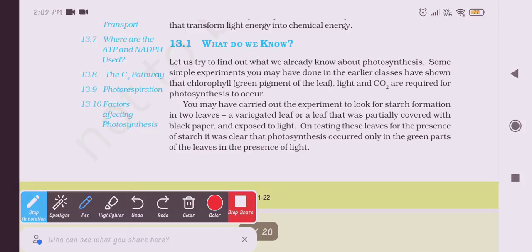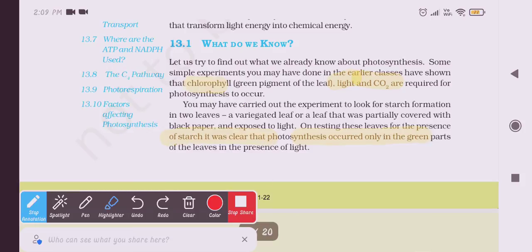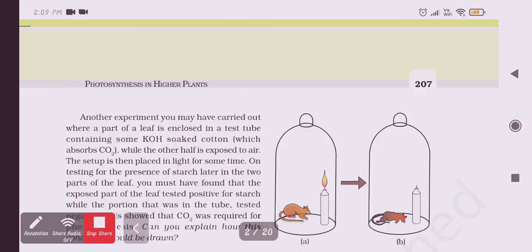Next it is saying, have you ever carried out the experiments that tell us how the presence of light is important, why it is important? Like if there is no light or CO2 or chlorophyll, does photosynthesis occur, will the food get made or not? So that's why we have to do some experiments.